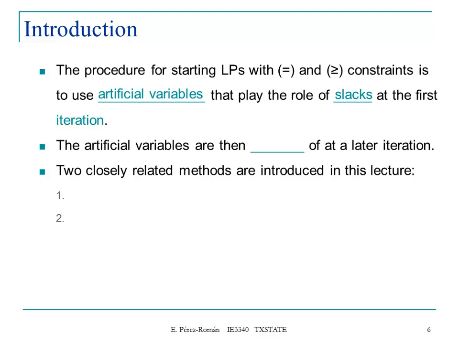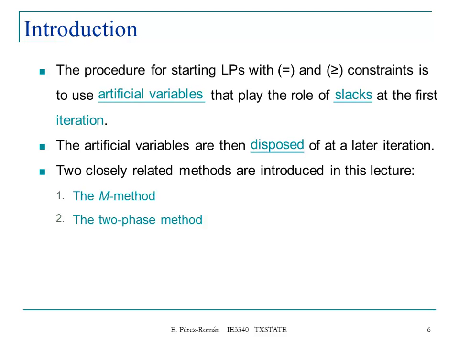We're going to add our slack variables when needed, including the additional slack for the greater-or-equal constraints, but we're also going to add the artificial variables to our program. The artificial variables are then disposed of at a later iteration. You'll see we're going to start with those artificial variables, but when we get our first initial solution, we're going to discard those variables and continue the simplex method. Two closely related methods are introduced in this lecture: again, the M method and the two-phase method.